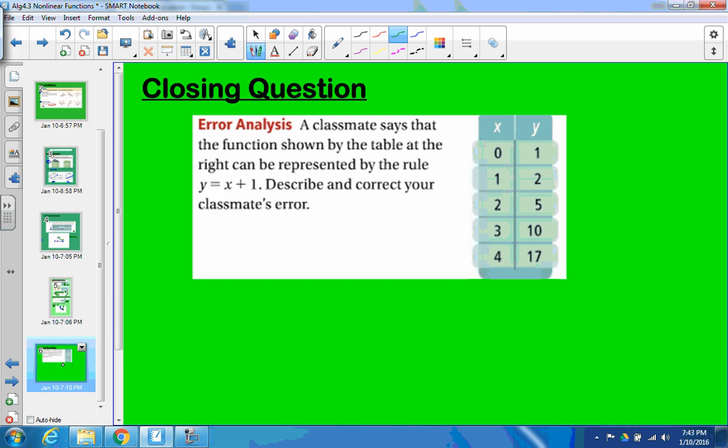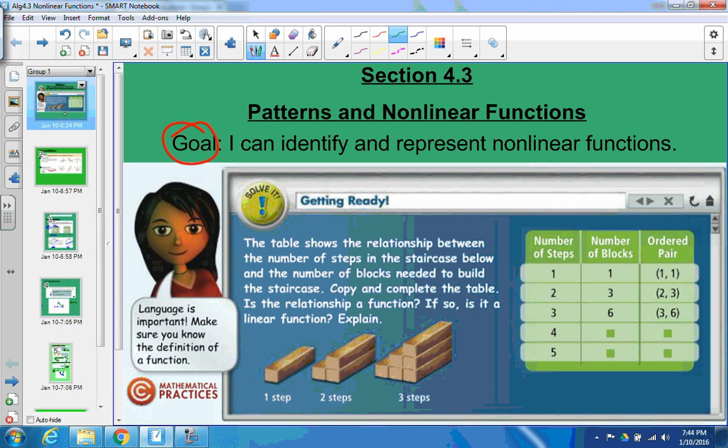So I just want to close it then with one error analysis. It says a classmate says that the function shown by the table at the right can be represented by this rule, y equals x plus 1. And I want to see if you think that would be correct. It is incorrect. So describe the error and see if you can fix that. So write a new equation, since this one is not correct. All right, and we can talk about that next time.